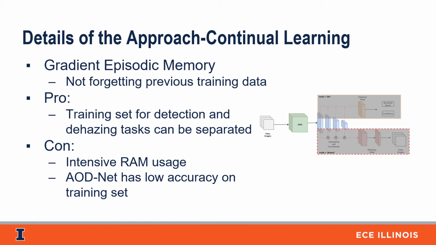The pro side of continual learning is that now we can separate the training sets for the detection and dehazing tasks, which solves the missing dataset problem. But the con side is, since we need to save all the inputs to the model, that will result in an intensive use of RAM, which will be the bottleneck of training the model. Also, the HAODE-Net we used for dehazing has a low accuracy on our training set, which will limit the overall performance of our model.